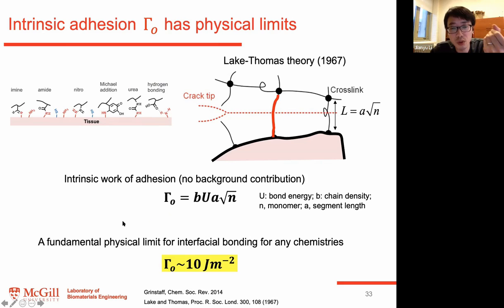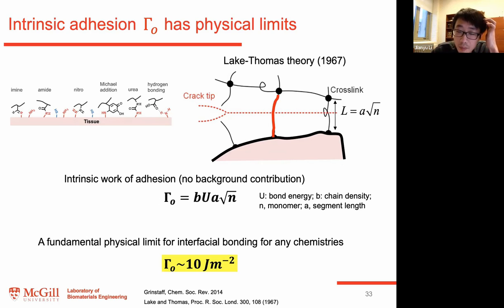The first one is very well appreciated. It's about interfacial bonding. The interfacial bonding involves chemical reactions on the surface to bond the adhesive with the tissue, right? So here we have developed a big library of chemistry in the field. But all of that, essentially, you can see is based on carbon-carbon bonds or nitrogen-carbon bonds. And what's their contribution, and what's their physical limit to this gamma zero, the intrinsic work of adhesion?